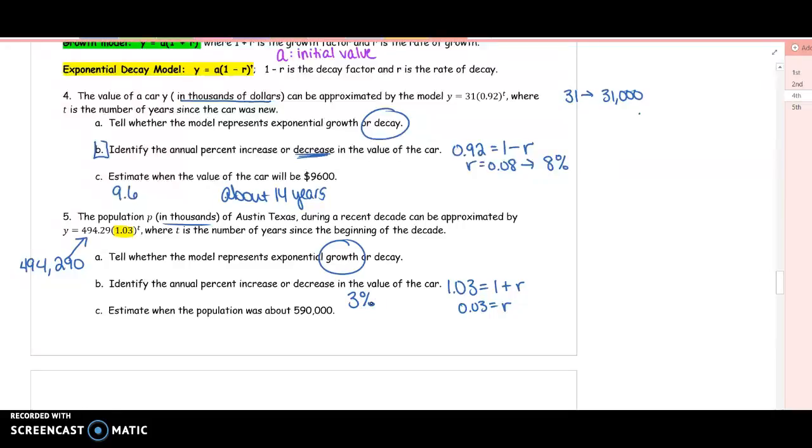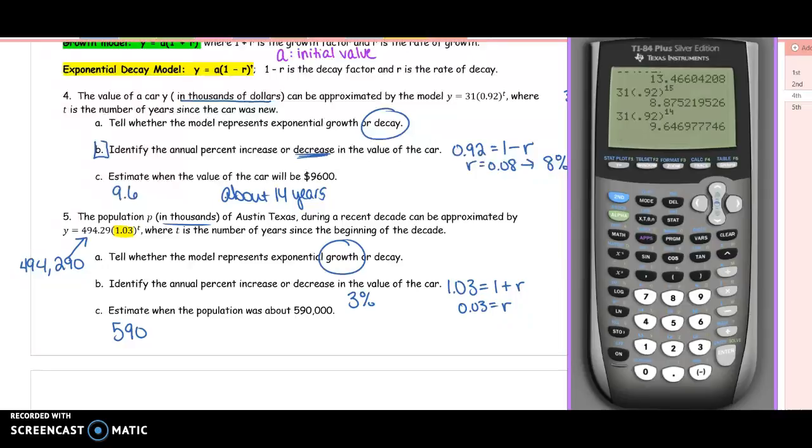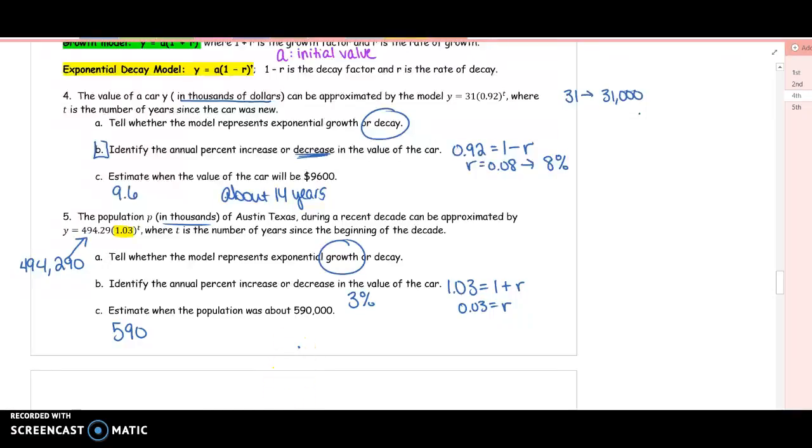Estimate when the population was about 590,000. Now 590,000, that means we're looking for a value of 590. So try in your calculators. Try plugging in, I don't know, 5 years, 10 years, whatever you want to try, until you find how many years it will take to get to about 590. When we try 5, we get not a large enough number. We try 10, it's too big of a number. So if we try something like 6, is it 6? About 6 years.